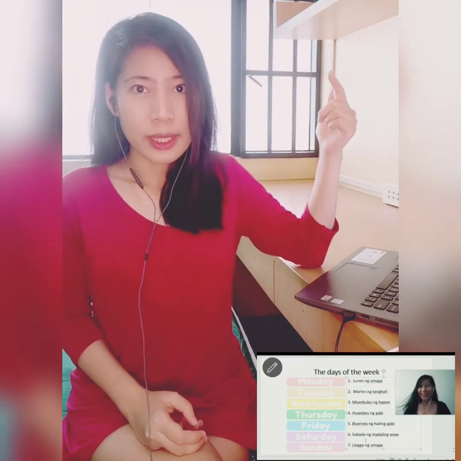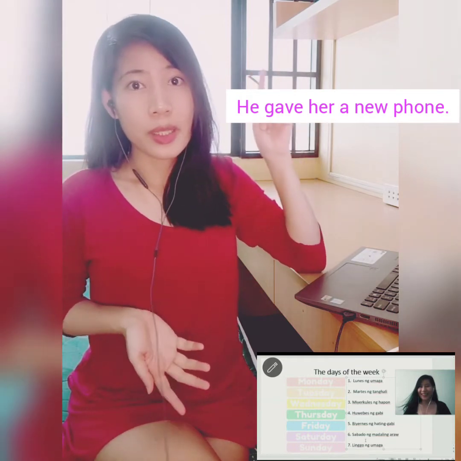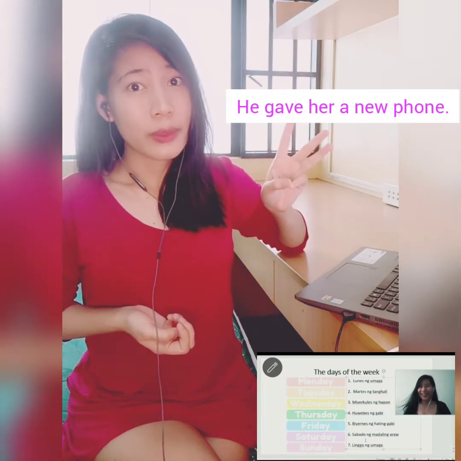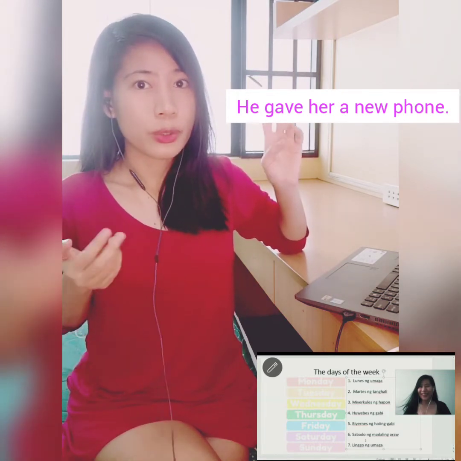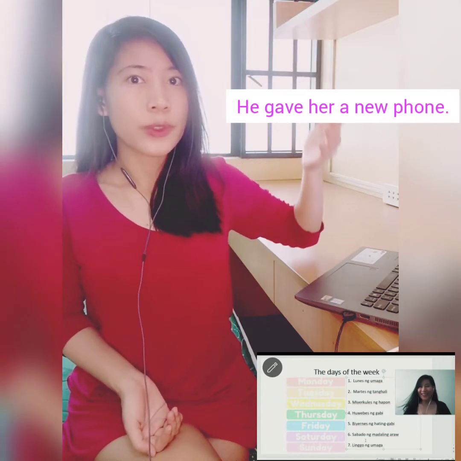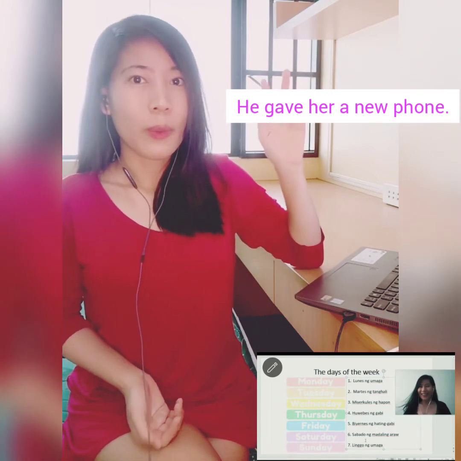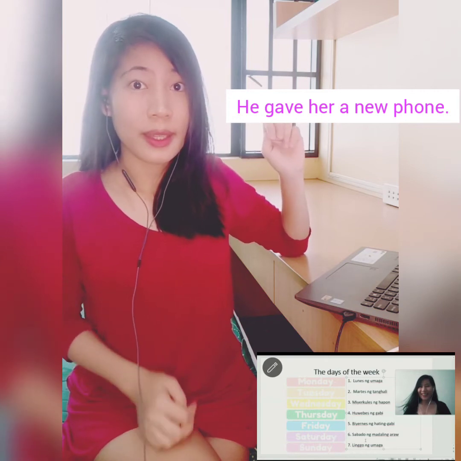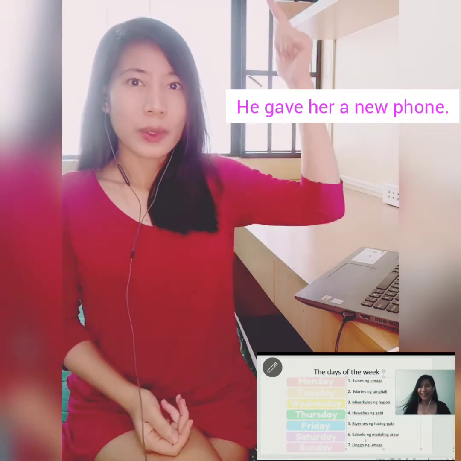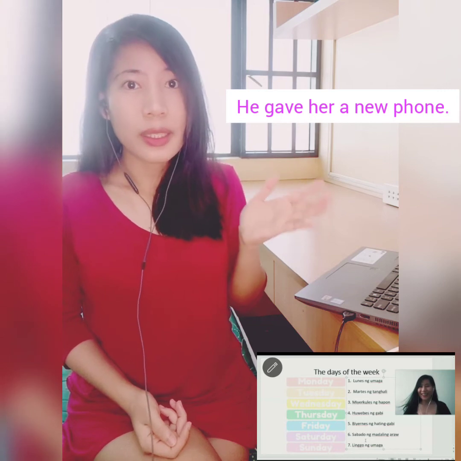If I give you the sentence, he gave her a new phone. He gave her a new phone. In a sentence, there is a subject, which is the doer in the sentence. There is an object, and there is an indirect object, which answers the question to whom or for whom. Now in the sentence, he gave her a new phone. Who is the doer of the action? The he. What is the object? What is the what in the sentence? The phone. And what is the to whom or for whom? It's for her. So he is the subject, the phone is the object, and the her is the indirect object.